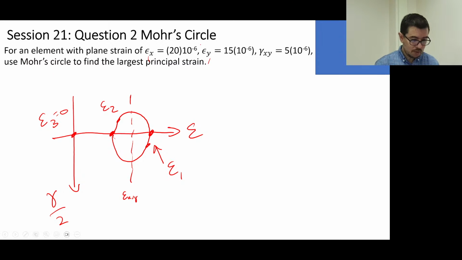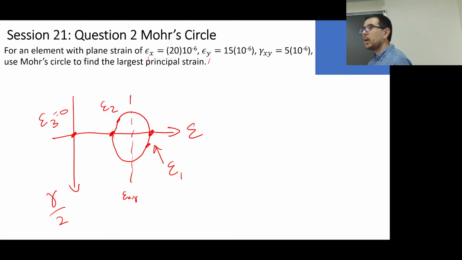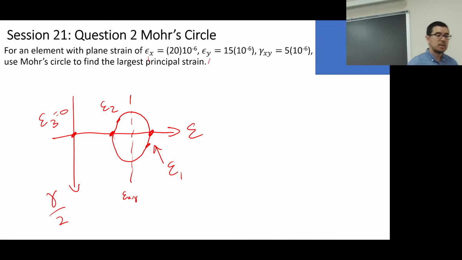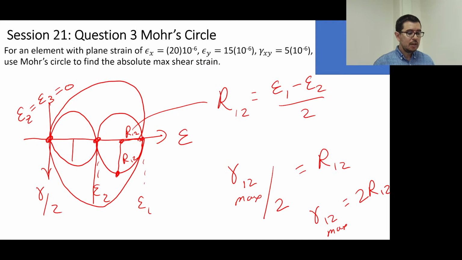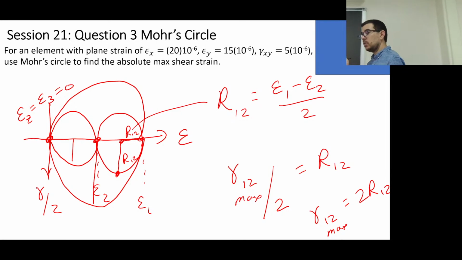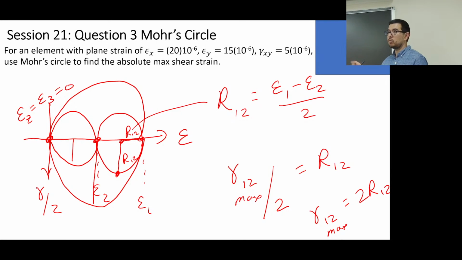Oops, I lost my mouse. Epsilon x, right? And then that's going to be straight up gamma xy over 2, not negative of it. Okay? Any questions on this, or am I going too fast? Okay? Yeah. All right. So this is going to be an opportunity to do more circle. Okay, and then find the absolute maximum shear strain. Same dealio. Just make sure that we collectively look at gamma xy over 2 instead of gamma xy.